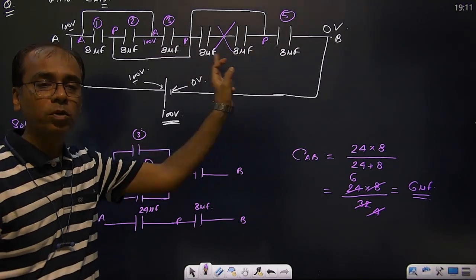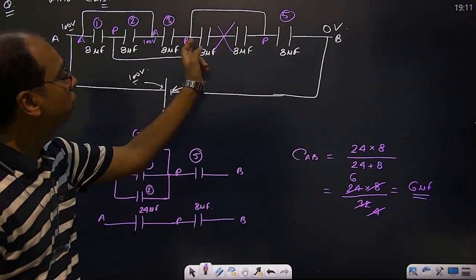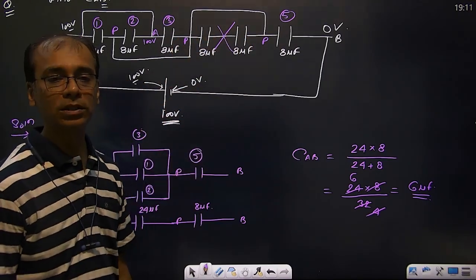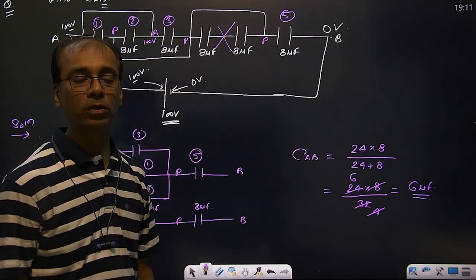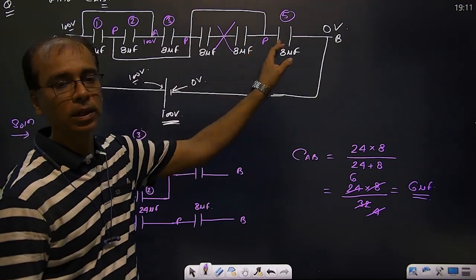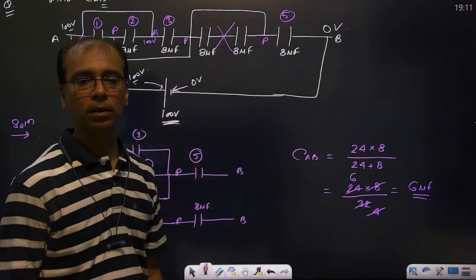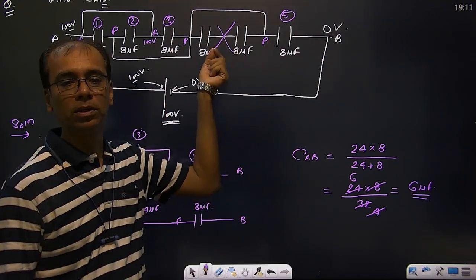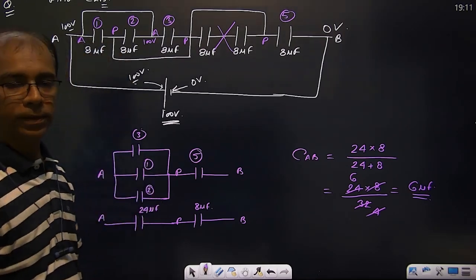If there is no potential difference, then charge will not flow through the capacitor. Then how is charge going to flow? Through the wire. Through the wire it's flowing. It will go from here to here, and then it will go through this capacitor. But it will not pass through these capacitors because across them the potential difference is 0. Is it clear?